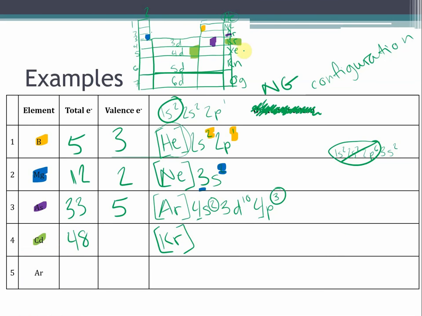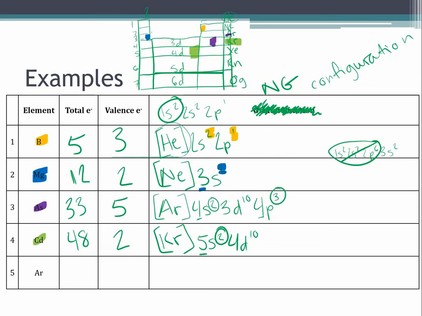And then I just have to write down all the things not taken care of by krypton. So I'll start on the next row after krypton, 5s2, and then 4d10. And that's my noble gas configuration for cadmium. Once again, I can see that these 2 electrons right here in the 5th energy level, those are my 2 valence electrons.